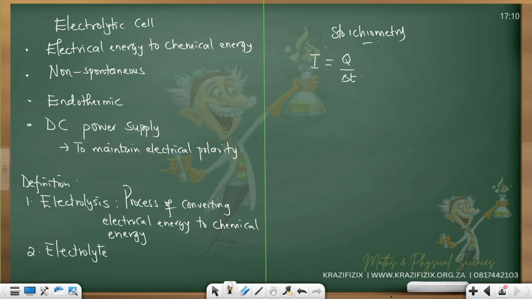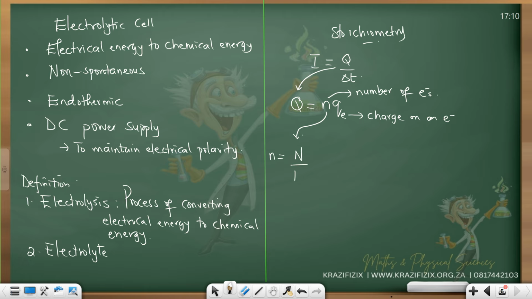What is Q? We go to electrostatics now. So what is Q? Q equals n Qe. What is this n? It's the number of what? Electrons. What is this Qe? The charge on an electron. But how do we get this n? We go to Avogadro's, where n, now this is what the problem is, n equals N over Na.